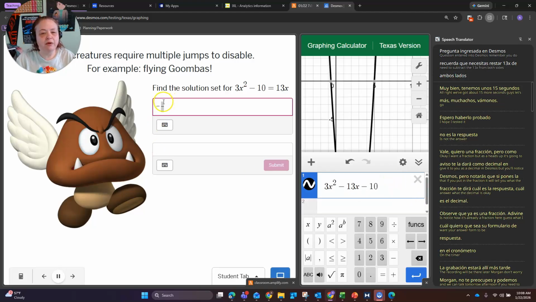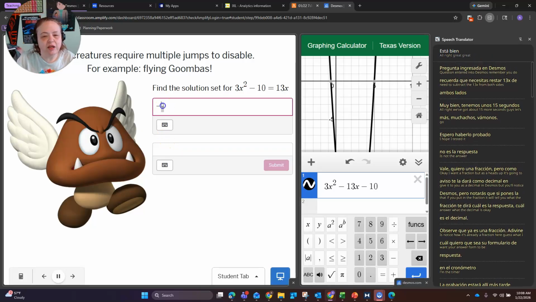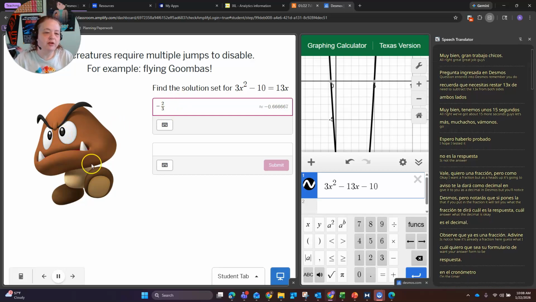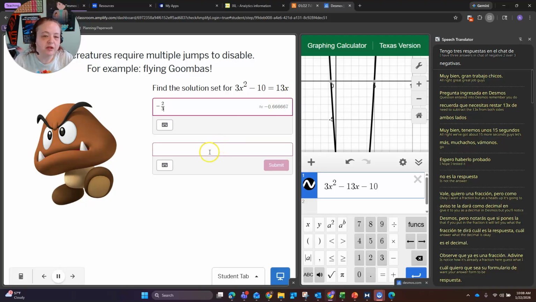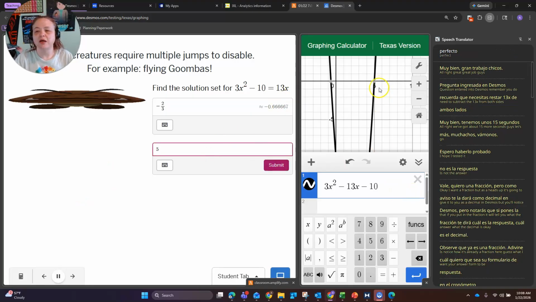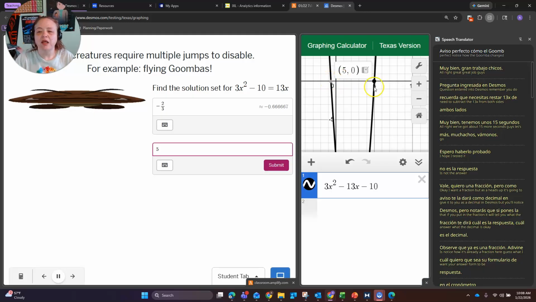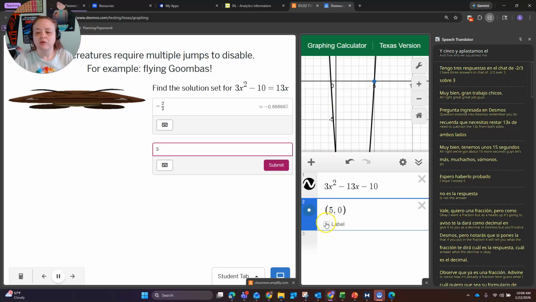All right, great job, guys. I have 3 answers in chat of negative 2 over 3. Perfect. Notice how the Goomba changed. That is approximately negative 0.666667 and 5. And we squashed the Goomba. Yay. And again, Desmos gives it to us as a decimal.